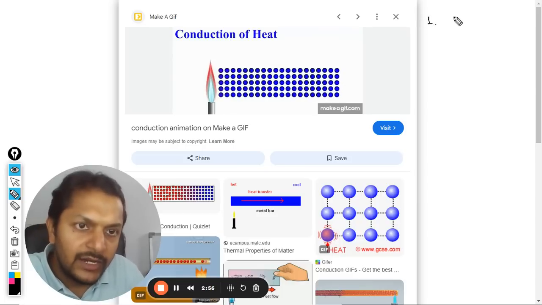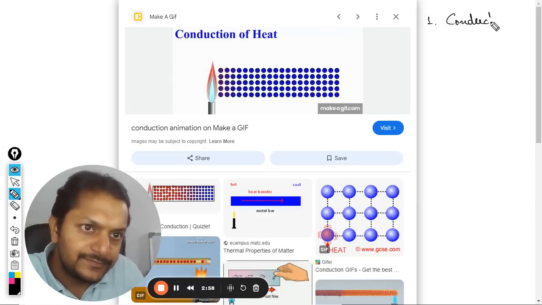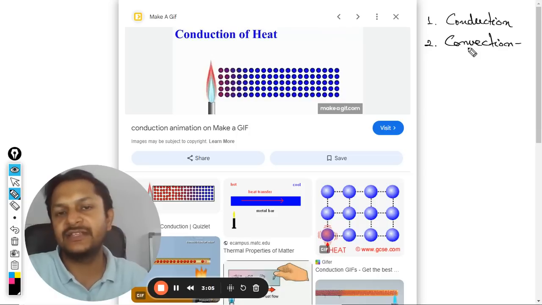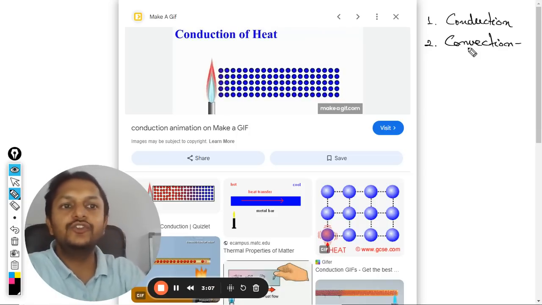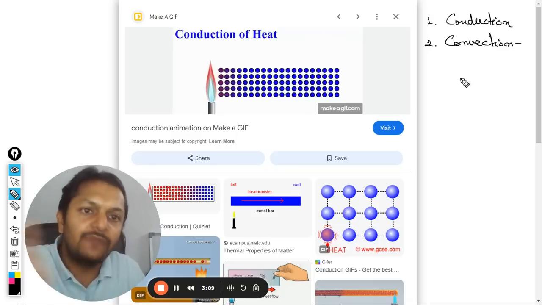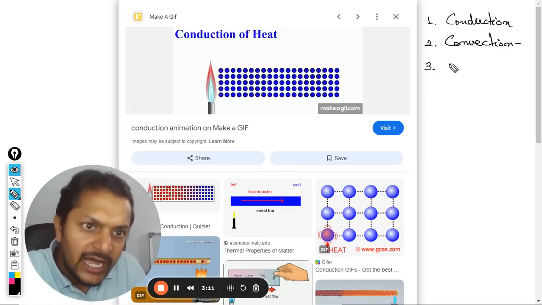Now, how many modes of heat transfer are there? Point number one is conduction. Point number two will be convection, which usually takes place in liquids, while conduction usually takes place in solids. I will be elaborating on this. And point number three is radiation.